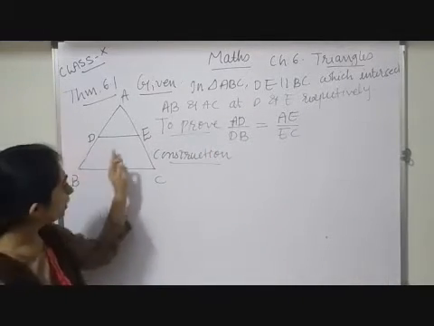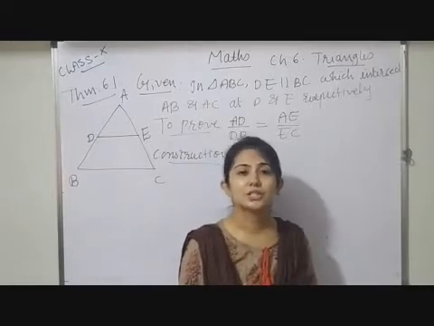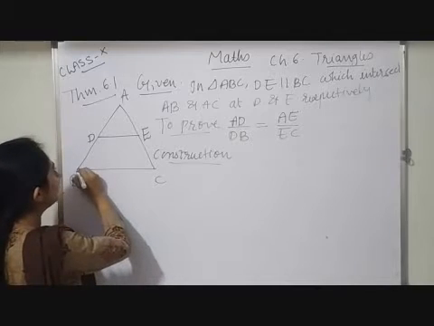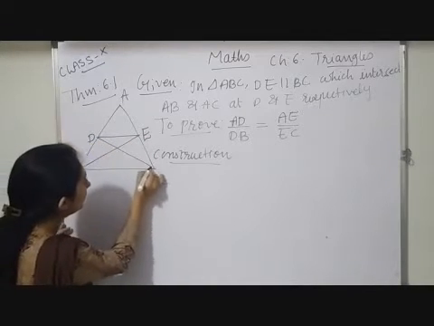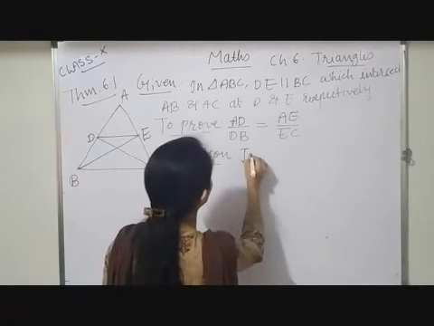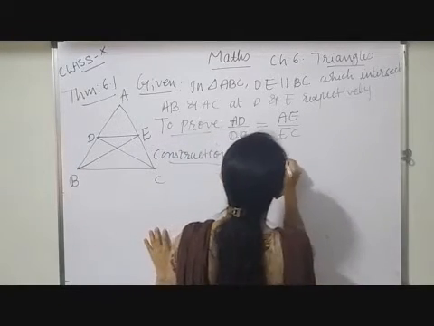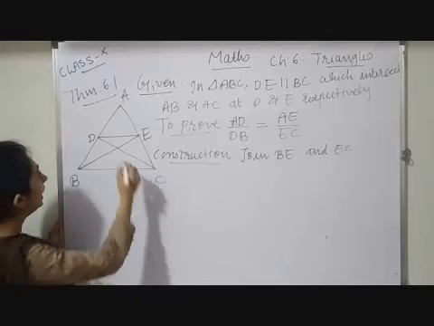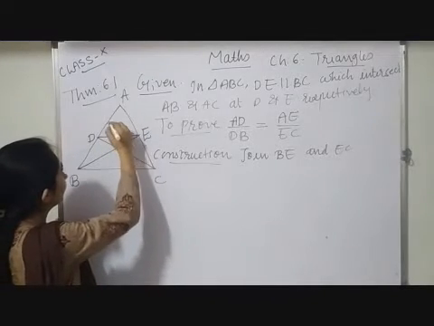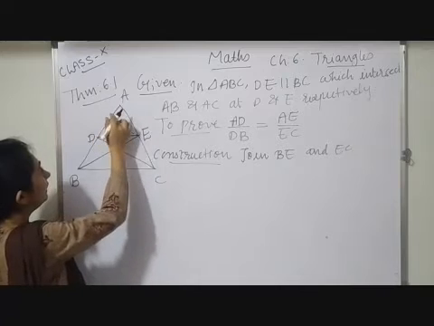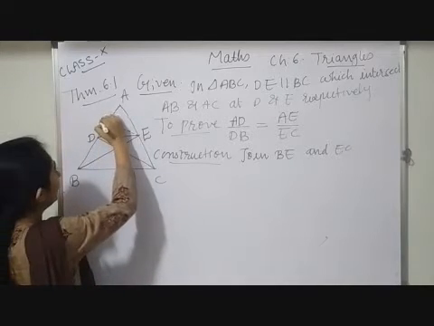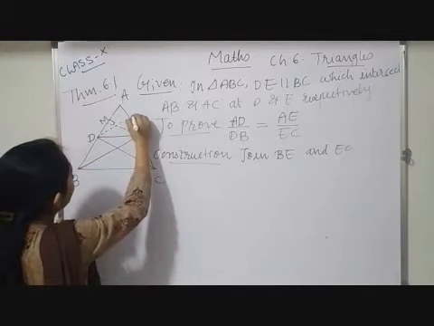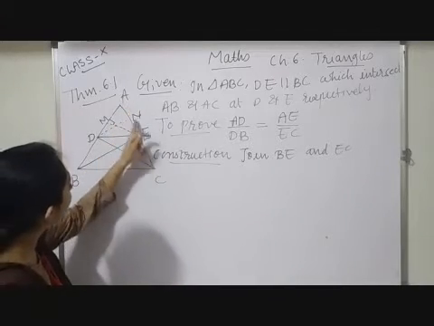In geometry, to get our desired result, we can do some construction. So, that thing you all know. Here I am joining BE and EC. Also, one more thing I am doing, I am constructing a perpendicular EM which intersects AB at a point M, and I am constructing one perpendicular DN which intersects AC at N.